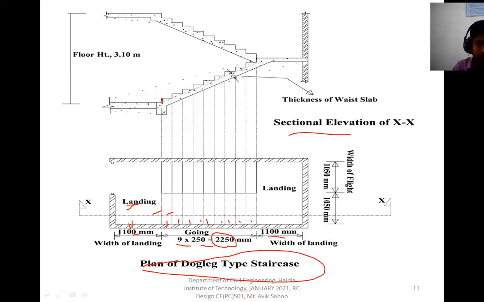So along that line we cut the stair, and the projection is drawn on the vertical plane. Projection is drawn on vertical plane, so the elevation will come. Okay, the sectional elevation will come. So by sectional elevation we understand the shape of the stair, size of the stair, and how many steps are used, what is the size of the steps.